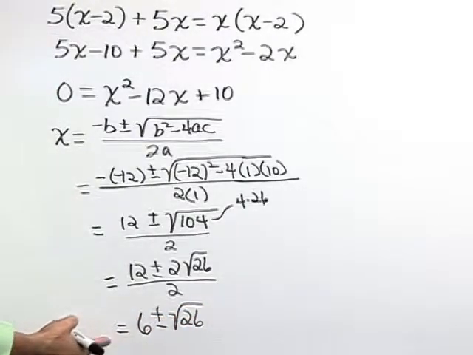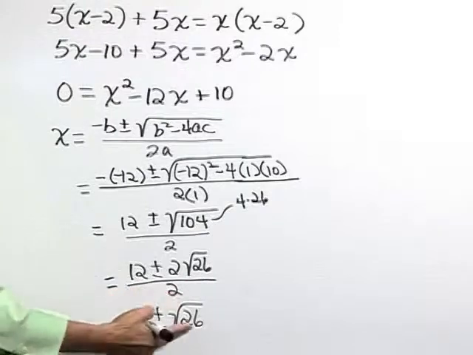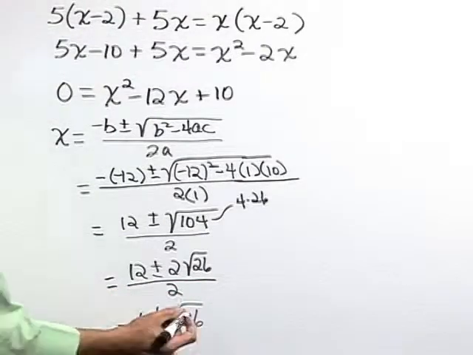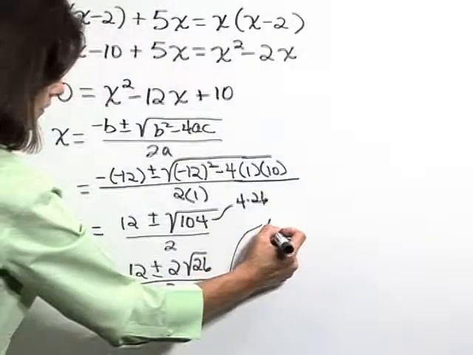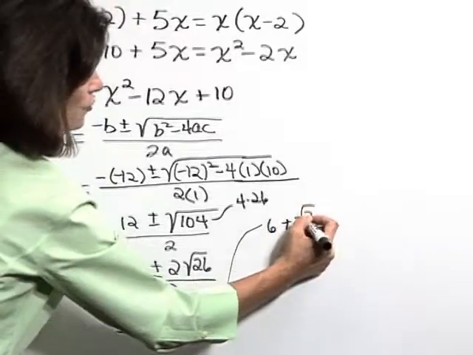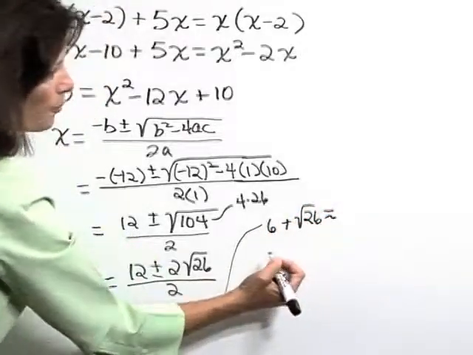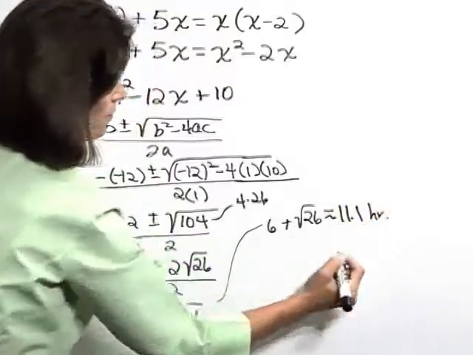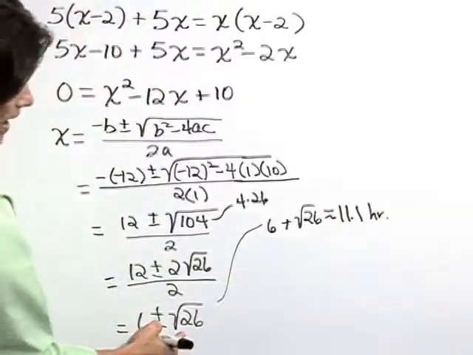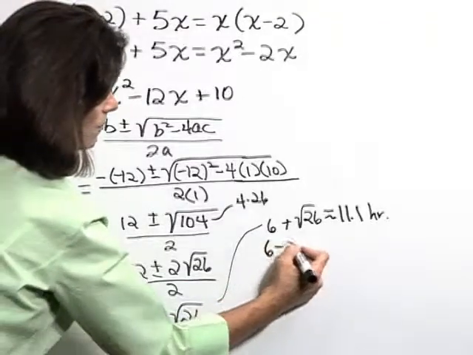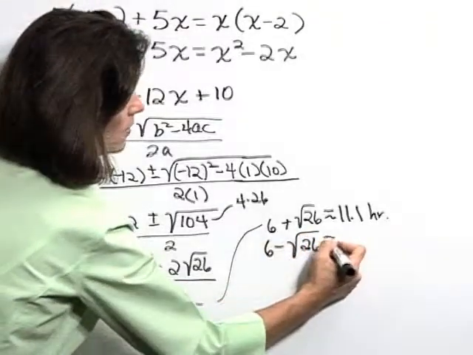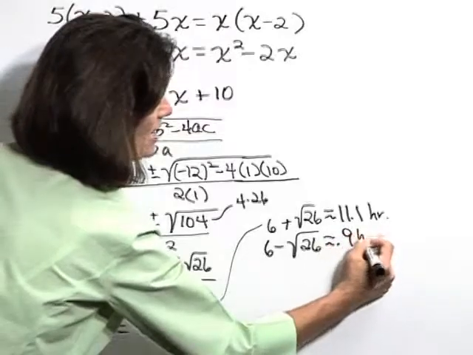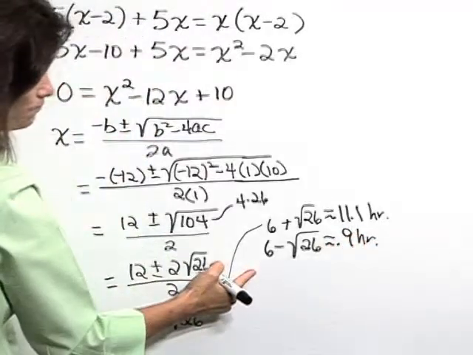Now, we wanted to write our answer in hours, rounded to the nearest tenth. So let's use our calculator and clean these up a little bit. This 6 plus the square root of 26 is approximately 11.1 hours. Now, 6 minus the square root of 26 is approximately 0.9 hours, and we've got a problem here.